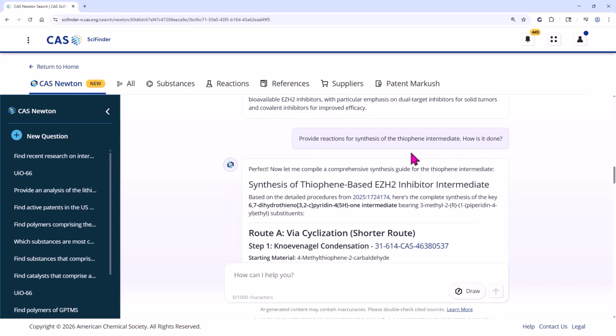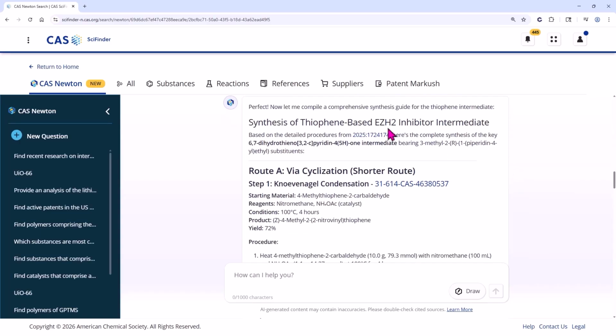Scrolling down, you'll notice that I provided a second prompt. Provide reactions for the synthesis of the thiophene intermediate. This was a specific intermediate that was mentioned in the earlier response. I asked Newton, how is this done? And it gives to me a breakdown of the synthesis of the thiophene-based inhibitor intermediate. And this is largely based off of this one publication found here.